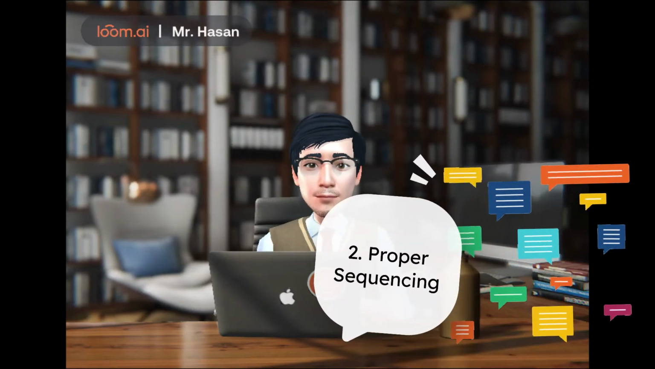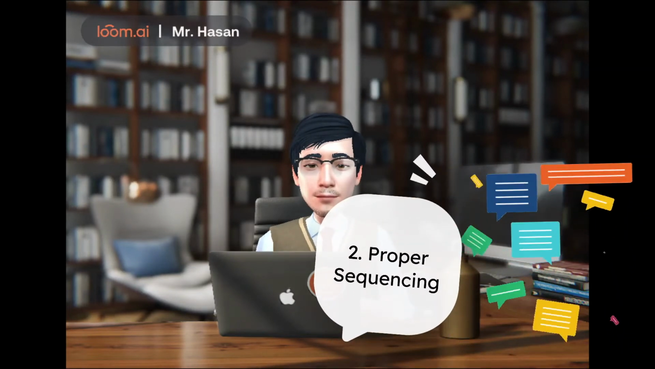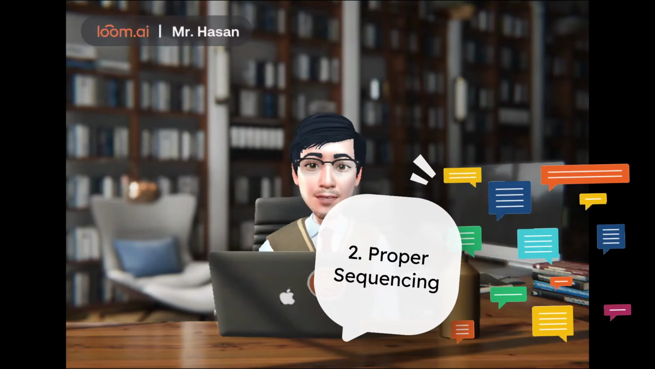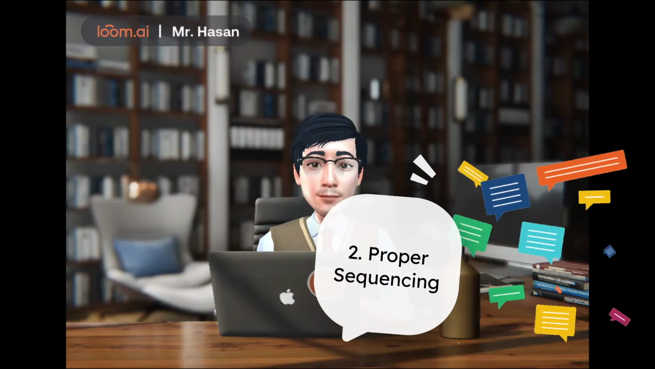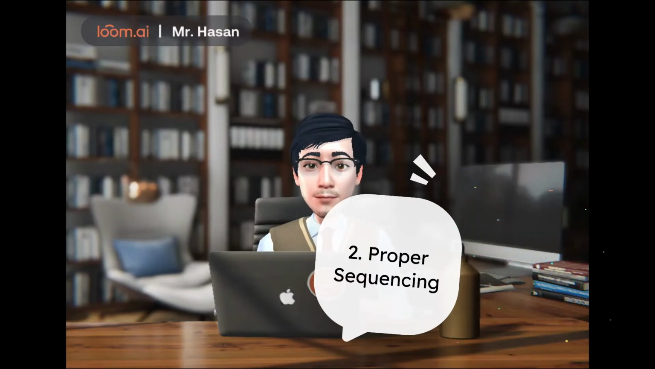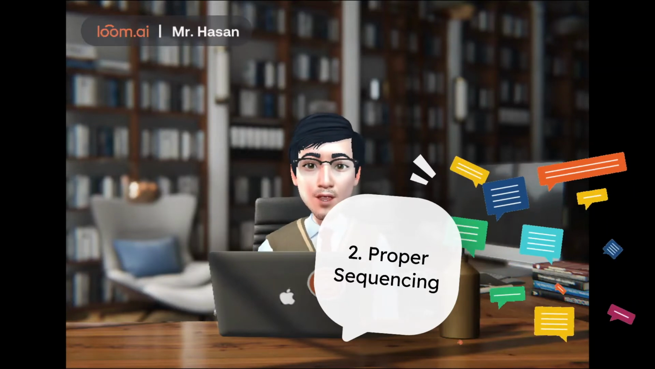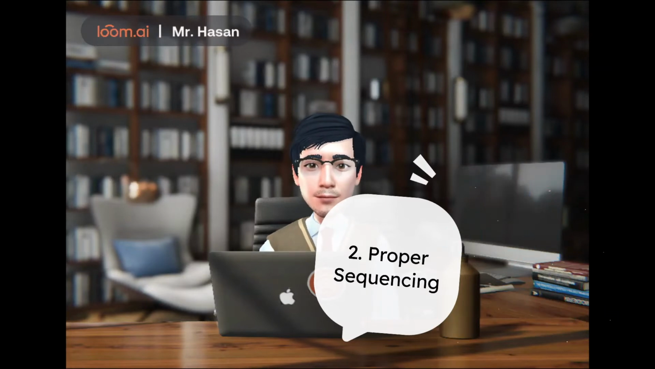Number 2. Proper sequencing. The ideas, questions, and statements which are made for starting the lesson should have coordination. Otherwise, students can be misled in the classroom. Questions should be arranged in proper sequencing.